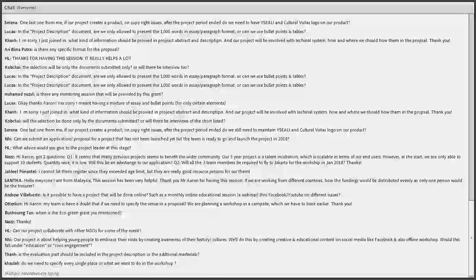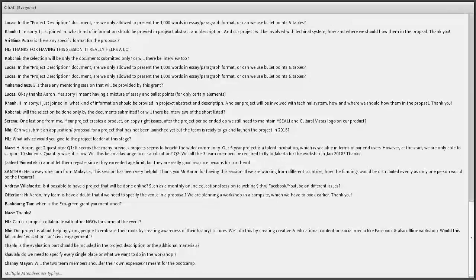Nee's asking, for any project that is wondering whether it should fall under civic engagement or education or sustainable development or economic growth, these are loose categories, so whichever one you feel your project fits most within, you can really put yours under there.